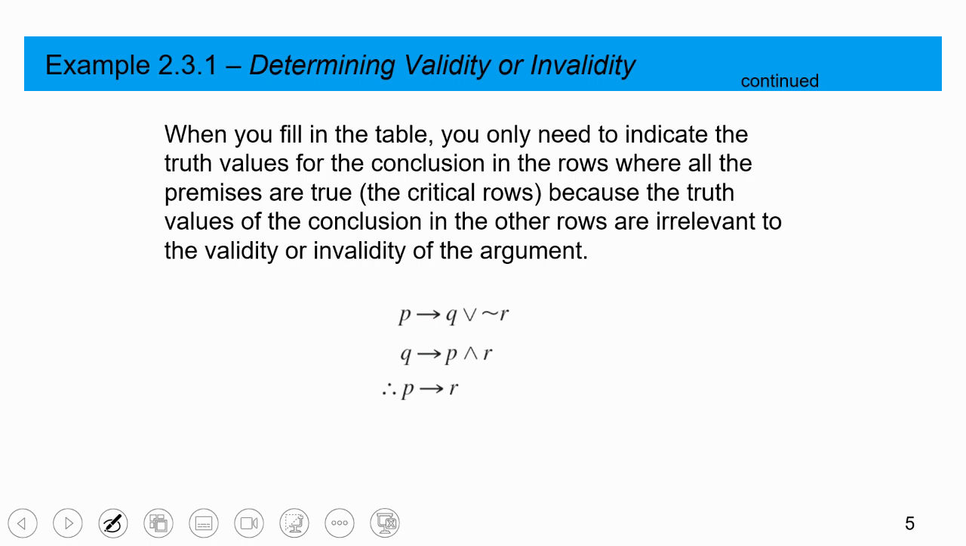So this is an example of an argument form where P, Q, and R represent some unknown statements. We have two premises. P implies Q or not R. Q implies P and R. And the conclusion is that P implies R. And so we'll use a truth table to determine if this is a valid argument form.